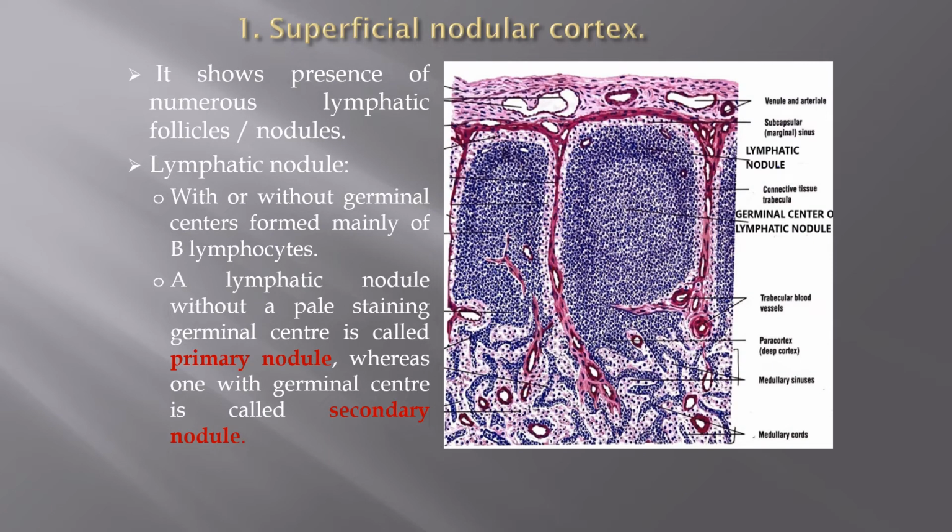The superficial nodular cortex consists of numerous lymphatic follicles or nodules. The lymphatic nodule, which may be with or without a germinal center, is formed mainly of B lymphocytes. A lymphatic nodule without a pale-staining germinal center is called a primary nodule, whereas one with a germinal center is called a secondary nodule.